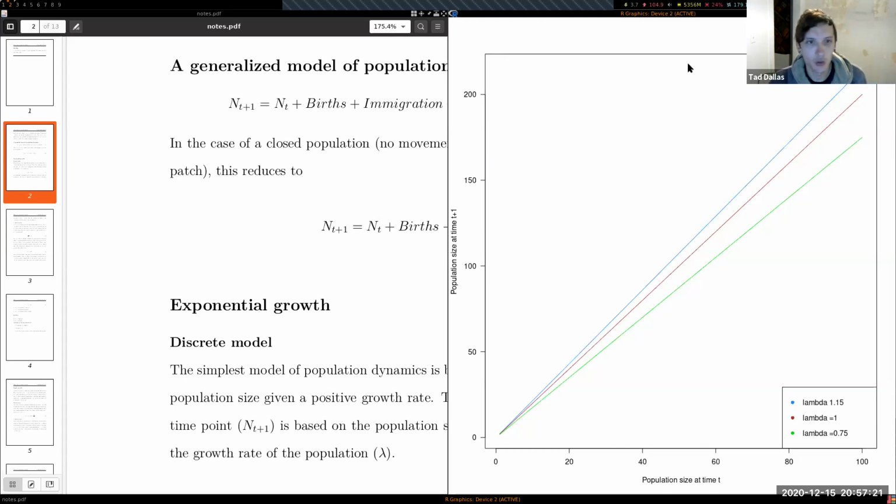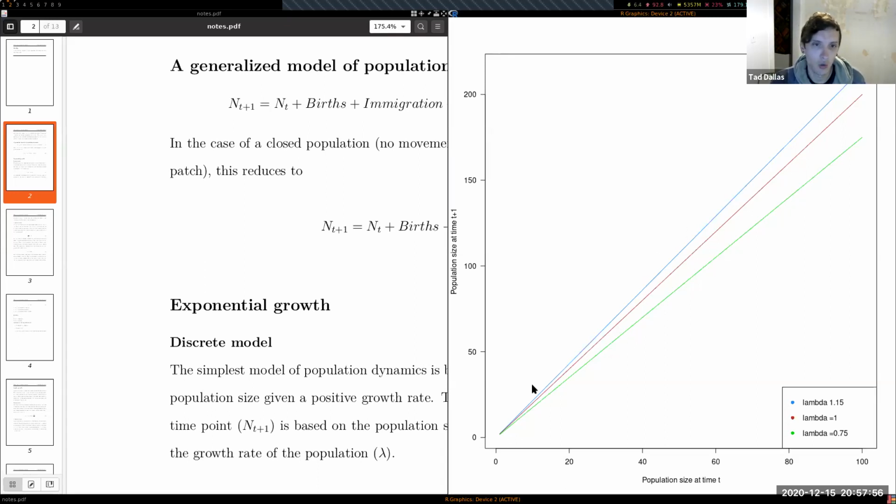And this plot shows different values of lambda in the phase space, or the space between the population size at time t on the x-axis and the population size at time t plus 1 on the y-axis. And you see that there are 3 lines, with the blue line corresponding to the highest population growth rate, and the green line corresponding to the lowest population growth rate, which is just below 1.75. So eventually that population will decline to extinction.